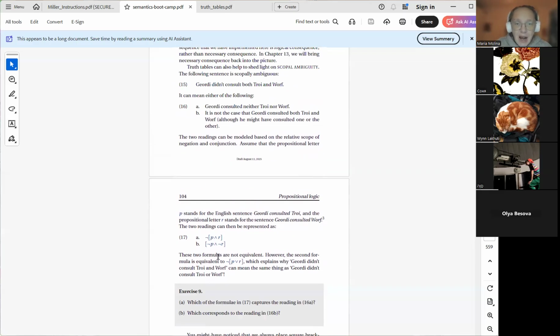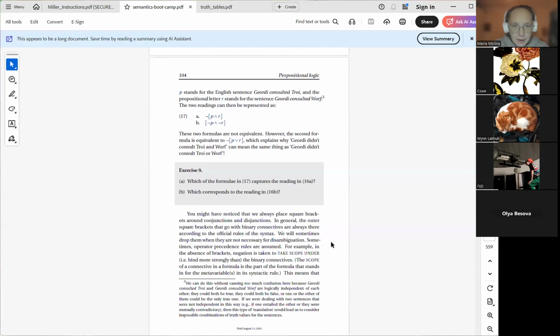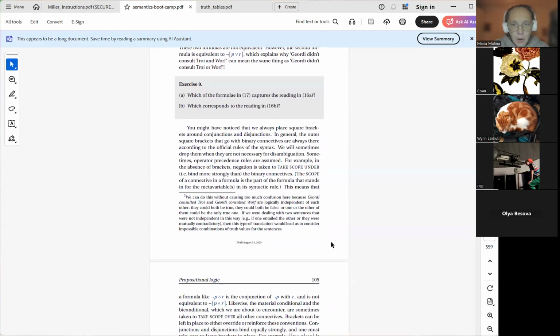And this is how we demonstrate the difference between two readings of the sentence 15. Jody didn't consult both Troy and Wolf. So we can explain to people why there are two readings of this sentence. And this is what we call scopal ambiguity. Right. Okay. Go on.